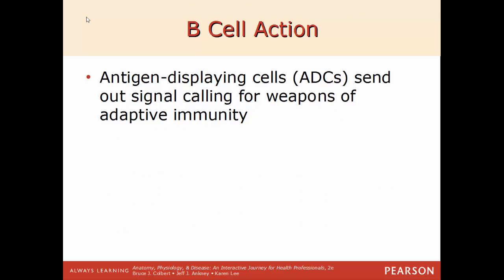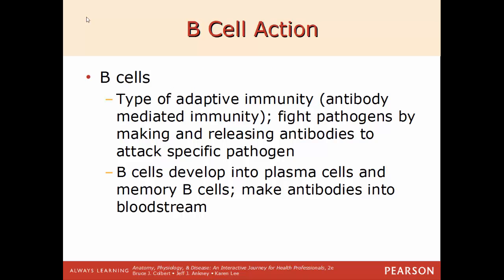All right, now we'll talk about B cell action. We talked earlier about antigen presenting cells. Sometimes they're called antigen displaying cells, or ADCs. When you get this occurring, these cells will send out a certain signal that are calling for weapons of adaptive immunity, basically alerting your adaptive immune system. For B cells, these are a type of adaptive immunity, such as antibody-mediated immunity. You can fight pathogens by making and releasing antibodies that attack specific pathogens.